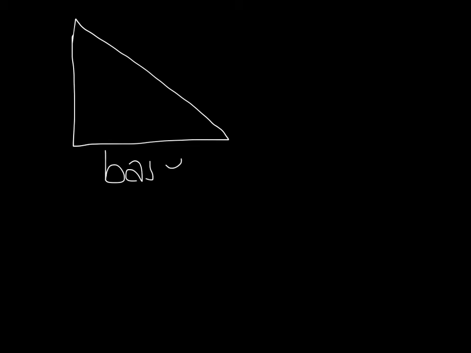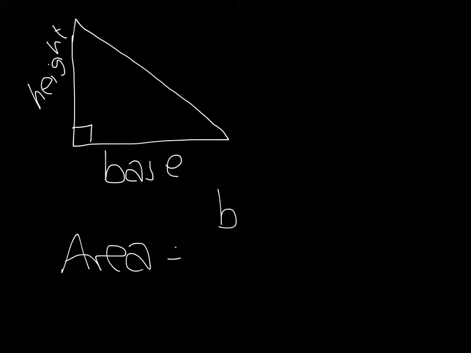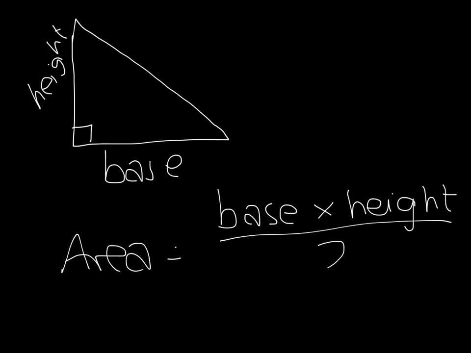The next shape you're going to be asked about is a triangle. And in a triangle, if that's the base and that's the height, and they're always at right angles to each other, the area is found by doing the base times the height, but this time we divide by 2.